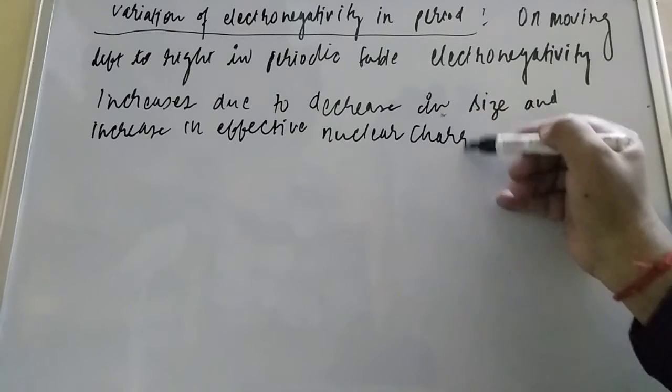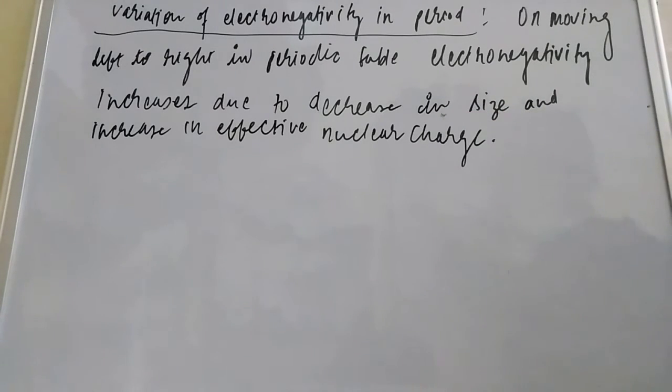Now student, let us see with the help of an example. We already understood the variation of the atomic radii in the group and period. In a period, when you are moving left to right, the atomic radii keep on decreasing, so the atom pulls the electron towards itself. What will happen? It will increase. Let us see with an example, it will be more clear.